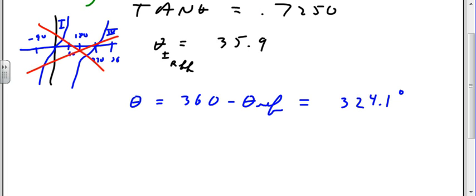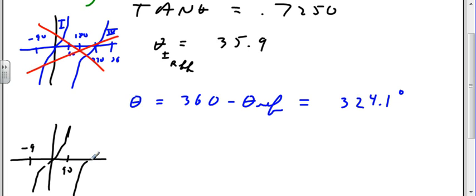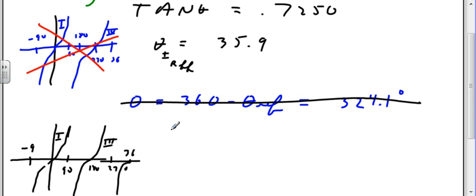As I was saying, when I graph the tangent function, it goes up, it passes there. This is at 90 degrees. This is at minus 90 degrees. It comes up, it passes there, it goes over. That's at 180. That's at 270. And then it comes up to there, and I'm there at 360. So I have a third quadrant answer and a first quadrant answer for this guy. So in the third quadrant, the angle is 180 plus the reference angle.